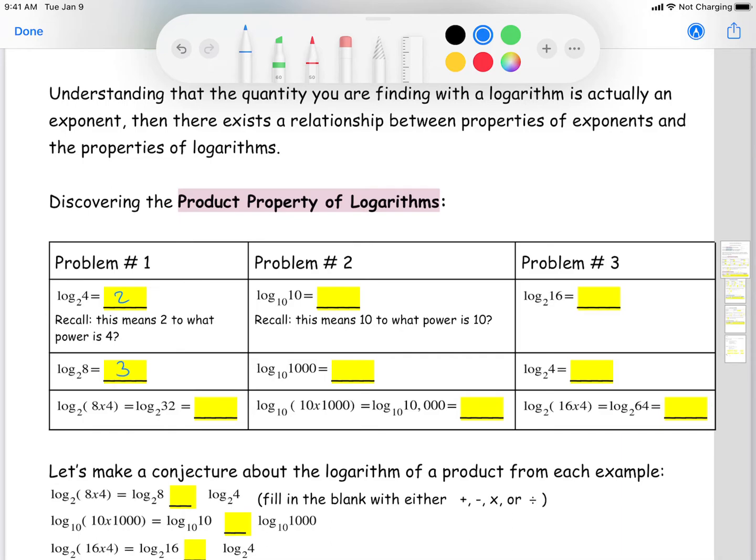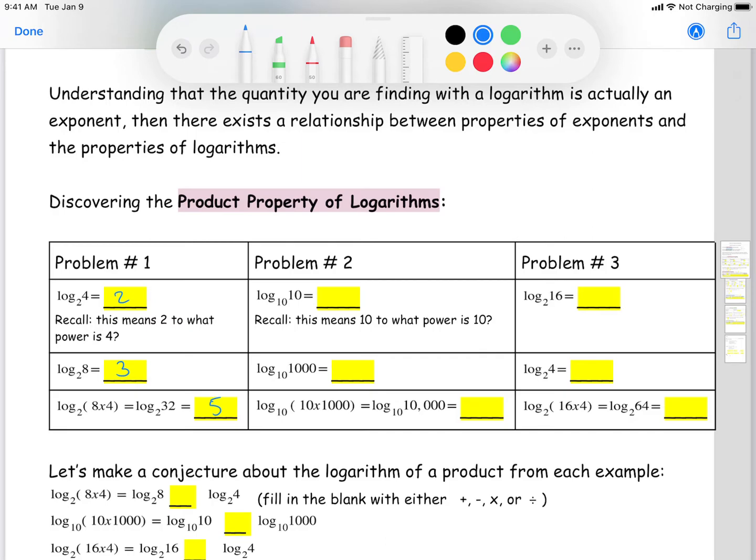Now let's look at what happens if I multiply the inside. If I take log base 2 of 8 times 4, that's the same thing as log base 2 of 32. 8 times 4 is 32. What's log base 2 of 32? It's 5. Do you see what happened here, maybe? Because 2 plus 3 equals 5.